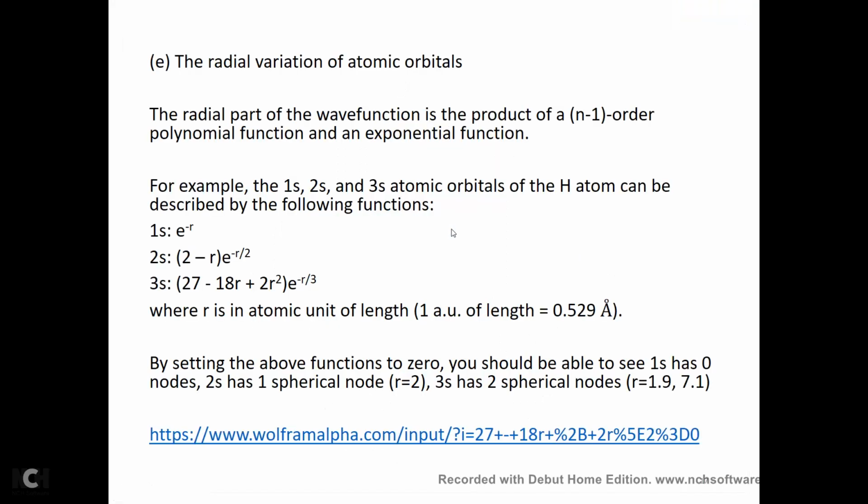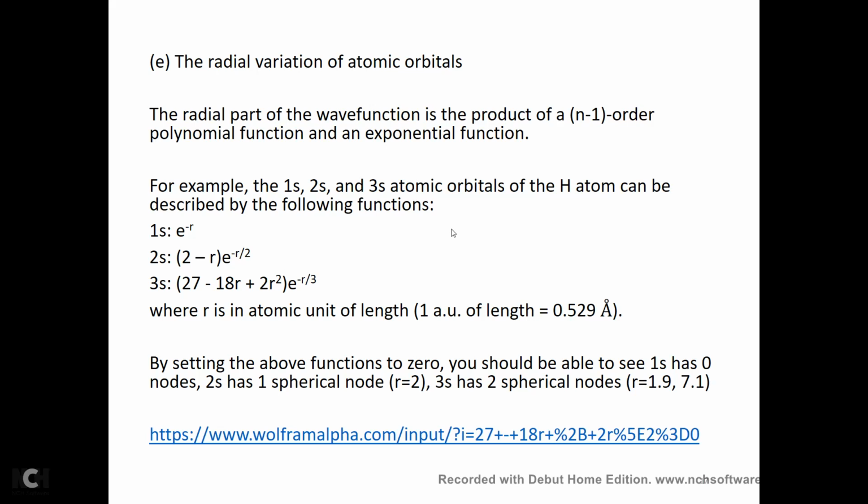Now let's look at the radial variation of atomic orbitals. We can use a wave function to describe the atomic orbital. The wave function contains two terms: one is the radial part, one is the angular part. The radial part contains only one variable r. The angular part contains theta and phi.